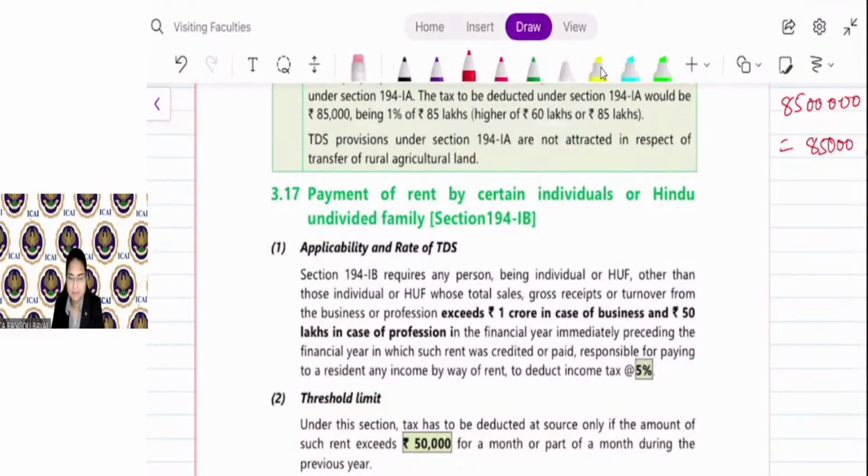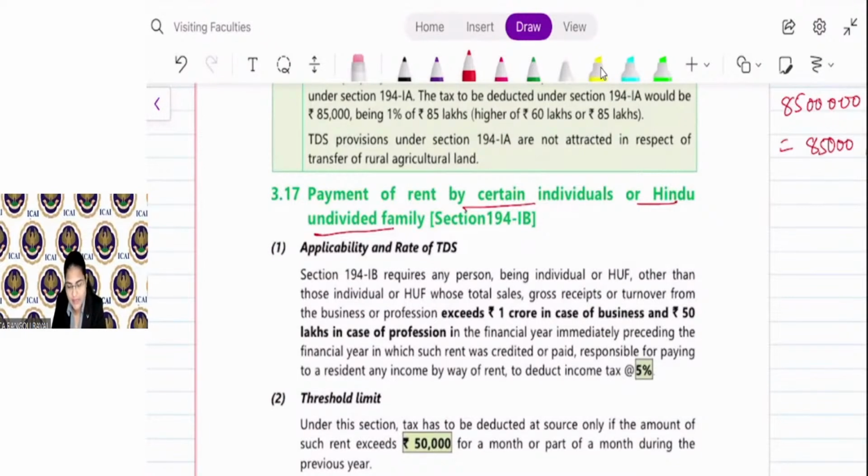Chalo, next section is payment of rent by certain individuals or HUF. If payment of rent by them is more than 50 lakh, then they are responsible to deduct TDS under section 194I. But those individuals or HUF, if they are doing business and in the last year their turnover is less than 1 crore and the professional receipt is less than 50 lakh, then they are responsible to deduct TDS on rent under section 194IB. So everyone is clear under 194IB?